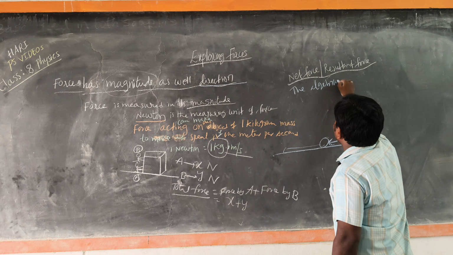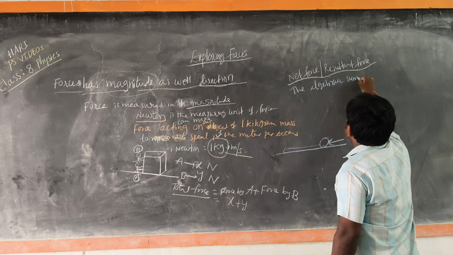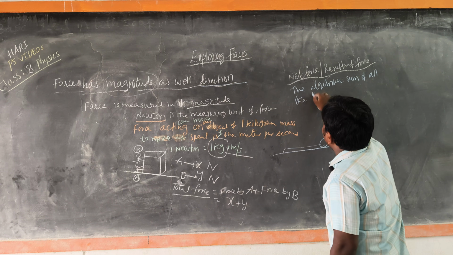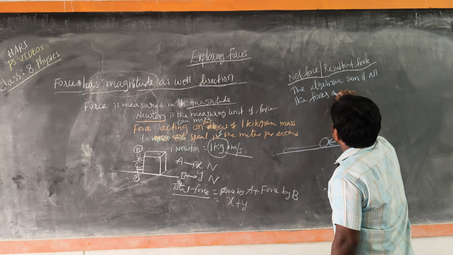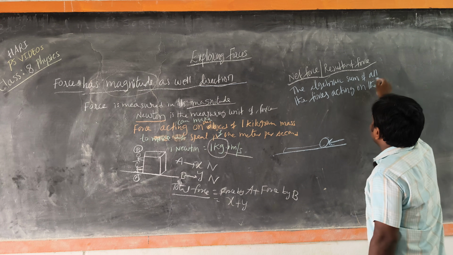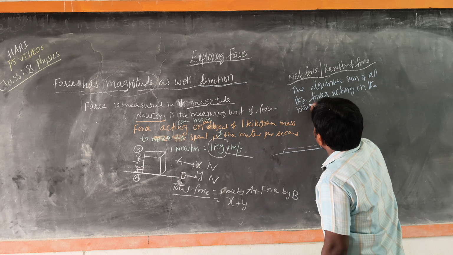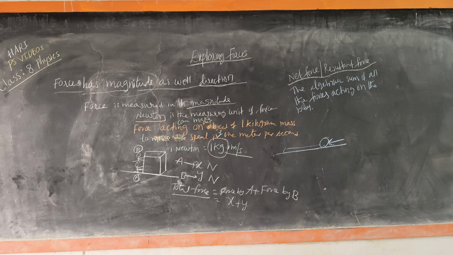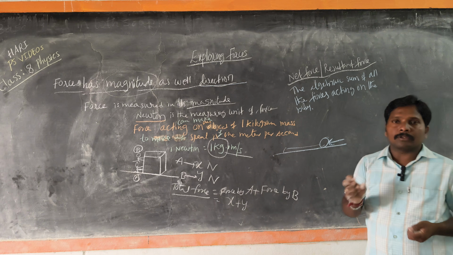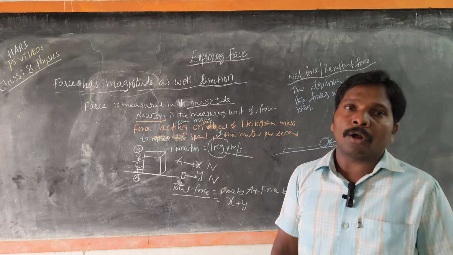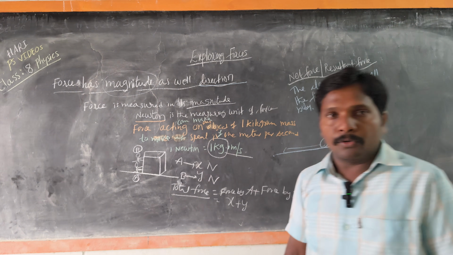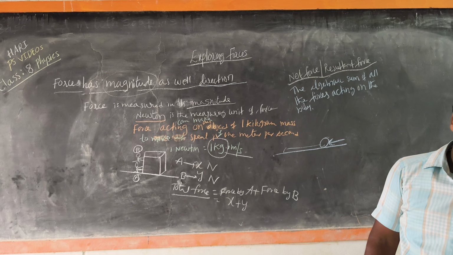algebraic sum of all the forces acting on the body or acting on an object. So the algebraic sum of all the forces acting on the body, we can call net force or the resultant force.